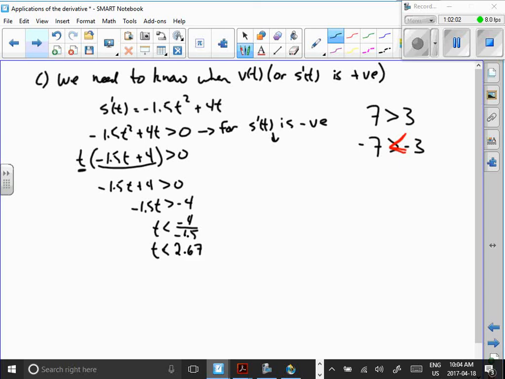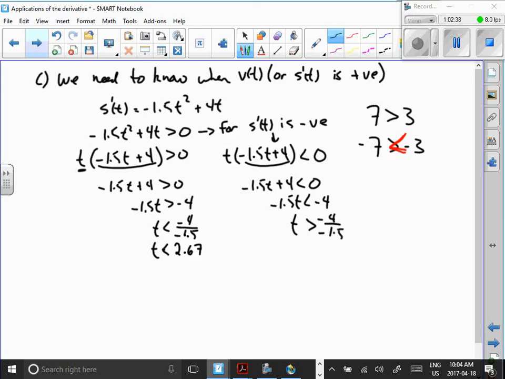We're going to take the same thing. We're going to have t times negative 1.5t plus 4 less than 0. So we're just going to say s prime at t less than 0. Well, t is always 0 or 1, so the sign of this is going to be determined by this again. We have negative 1.5t plus 4 is less than 0. Negative 1.5t is less than negative 4. Divide by a negative, we're going to change the direction of the inequality sign. t is greater than negative 4 divided by negative 1.5.